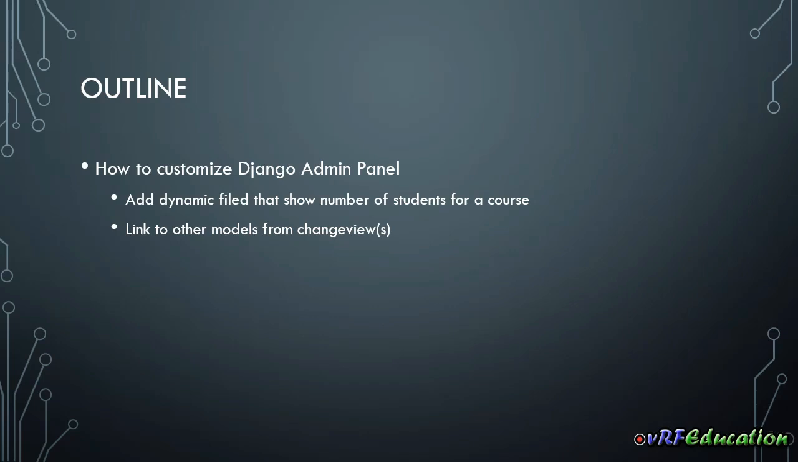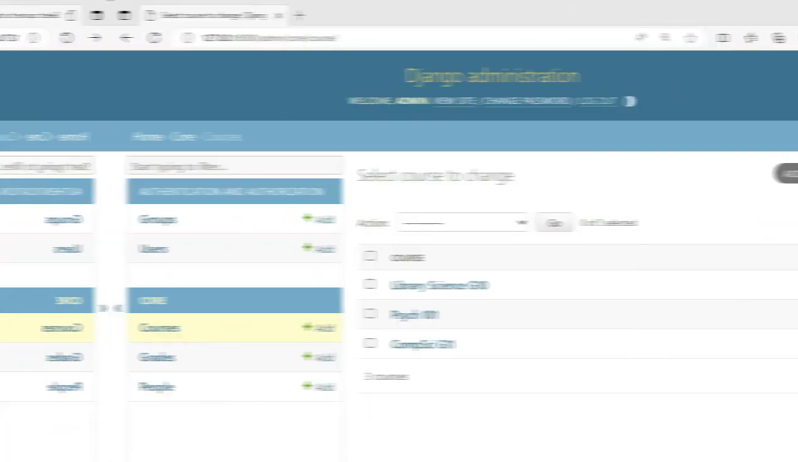So I'm going to add a dynamic field to the course model that shows the number of students that took that specific course. By clicking on that course, I'm going to redirect to the people model and filter the list based on the students that took the specified course. So let's see how we can add this capability to our admin model and redirect between different model change views.